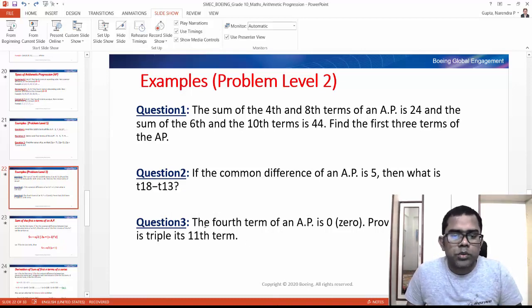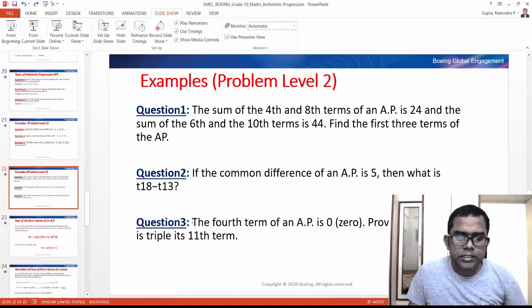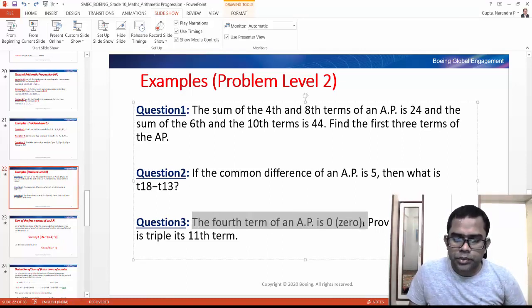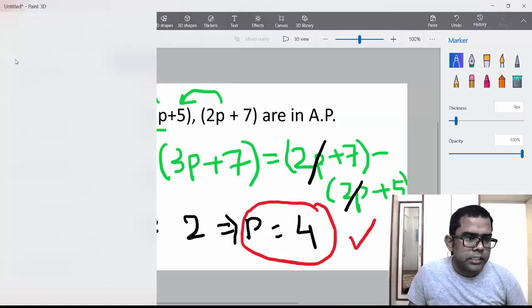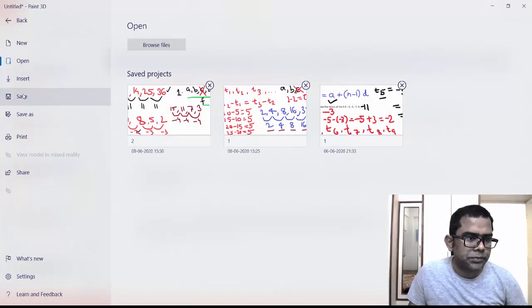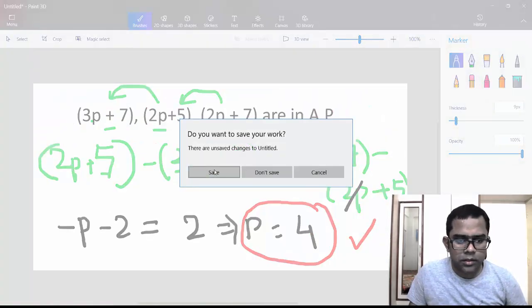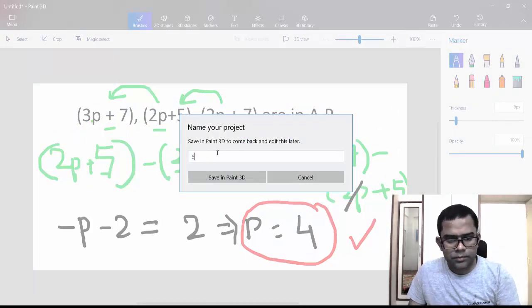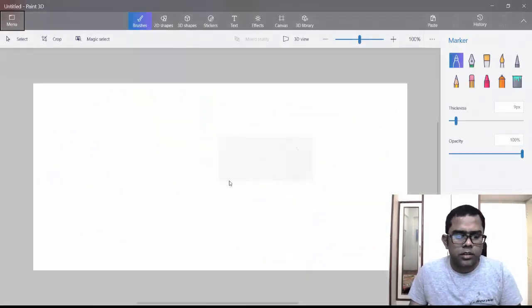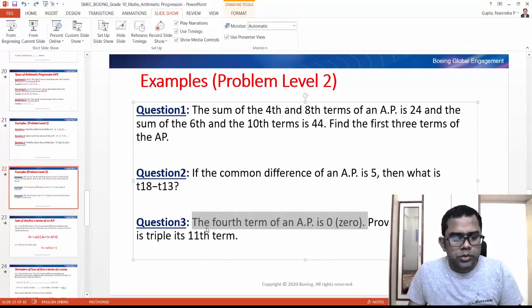Similarly, we'll try to solve one problem from this slide. Let us pick question number 3. It says the fourth term of an AP is 0. Prove that the 25th term is triple its 11th term.